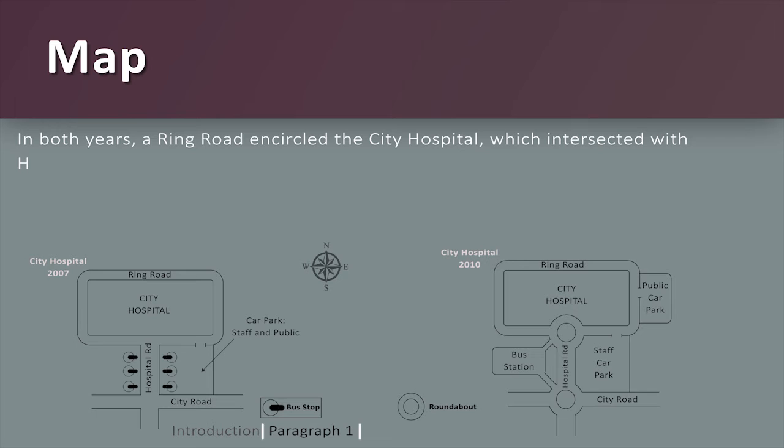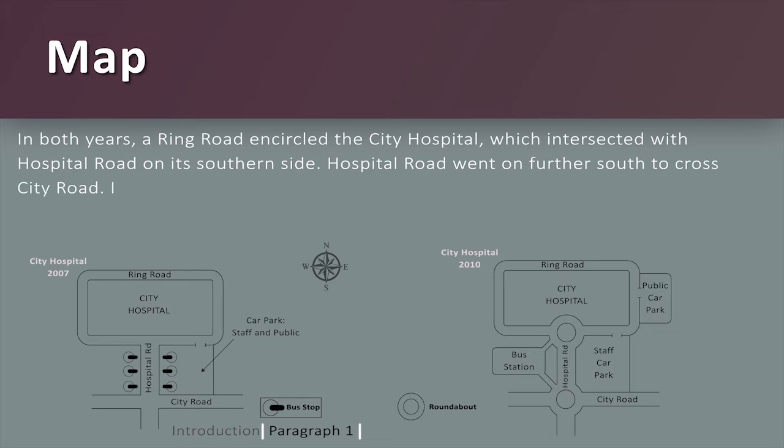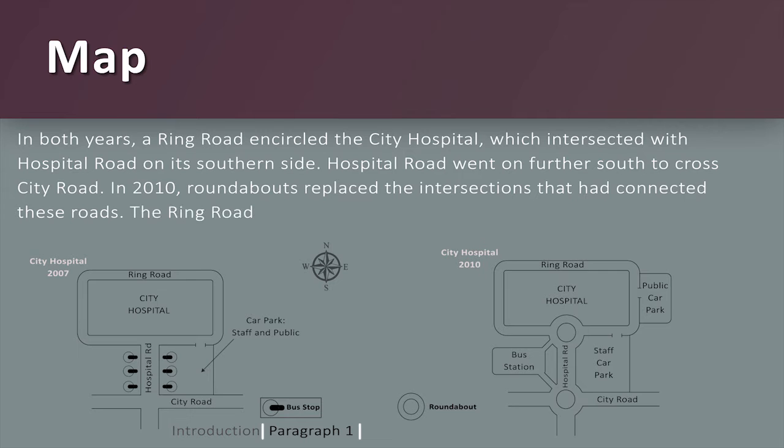In both years, a ring road encircled the city hospital, which intersected with Hospital Road on its southern side. Hospital Road went on further south to cross City Road. In 2010, roundabouts replaced the intersections that had connected these roads. The ring road had an entrance to a car park parallel to Hospital Road.